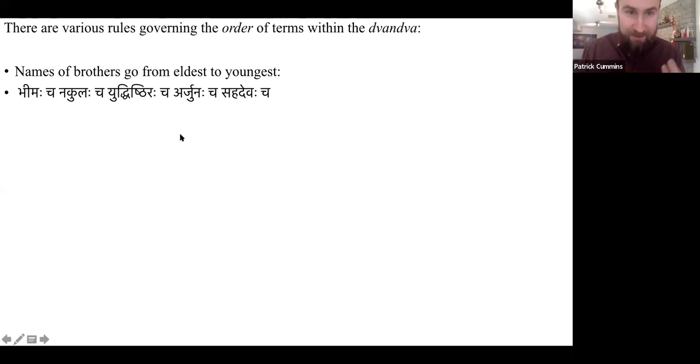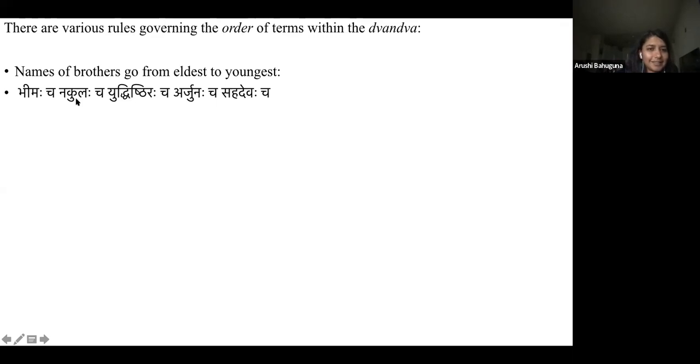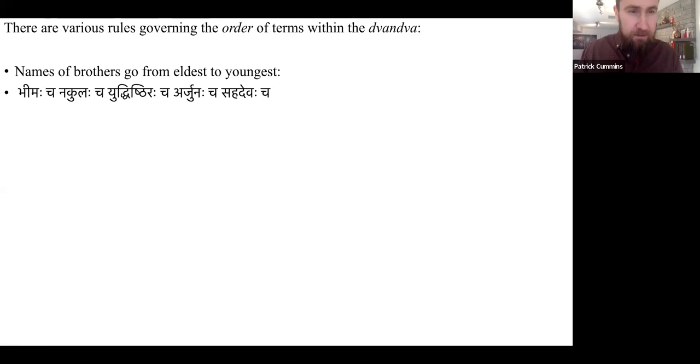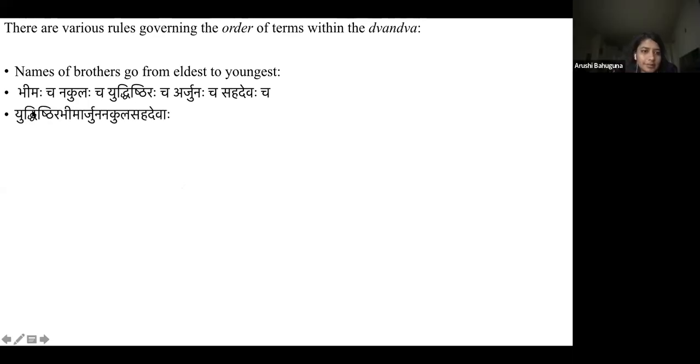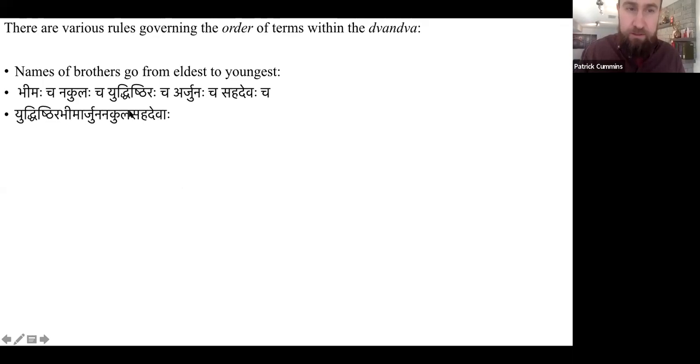Nakula, which also is a term for mongoose, and Sahadeva were the twins. They were born on the same day, but Nakula is elder. And I think Bhima was born on the same day as Duryodhana, the sort of eldest of the Kauravas. But yeah, so the order is Yudhishthira, Bhima, Arjuna, Nakula, Sahadeva.